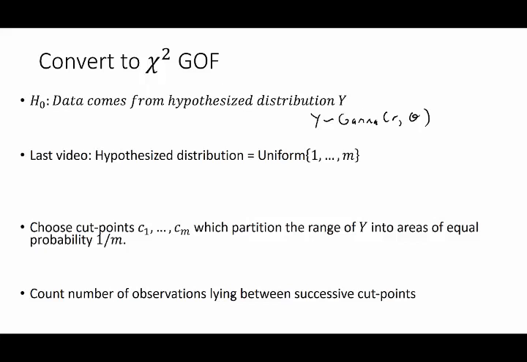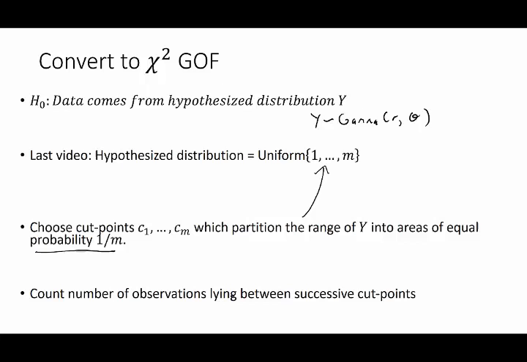The trick to converting between this last and the continuous version is that we're going to choose some cut points C1 through Cm, which partition the range of Y into areas of equal probability, 1 over m, right? This is really the way of taking that continuous distribution, which has an infinite number of possible values, and boiling it down to ranges which can be associated with each of these numbers 1 through m.